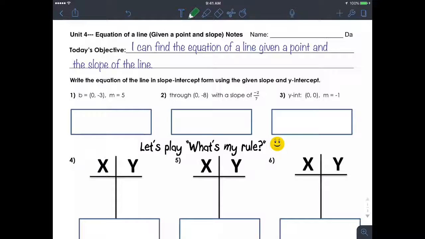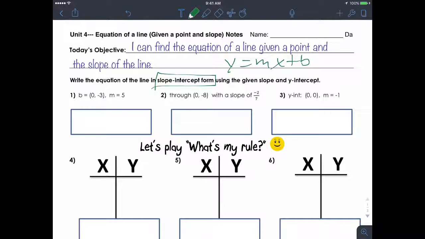Okay? Now the equation that we want it to look like is y equals mx plus b. This is called slope-intercept form. In 1 through 3 we are already given the slope and the y-intercept. So what we need to do is put it in slope-intercept form.